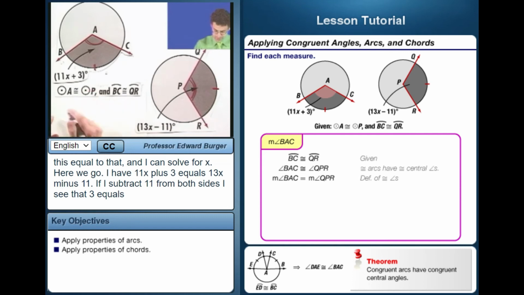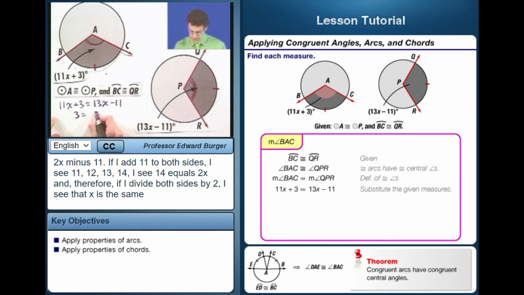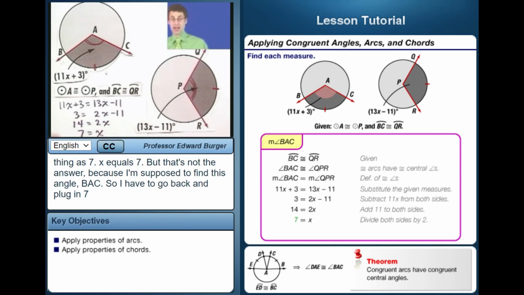Here we go. So I have 11x plus 3 equals 13x minus 11. If I subtract 11x from both sides, I see that 3 equals 2x minus 11. If I add 11 to both sides, I see 11, 12, 13, 14. I see 14 equals 2x. And so therefore, if I divide both sides by 2, I see that x is the same thing as 7. So x equals 7.